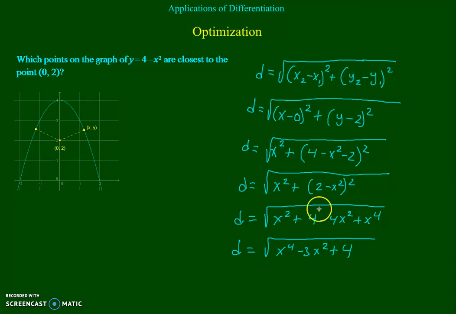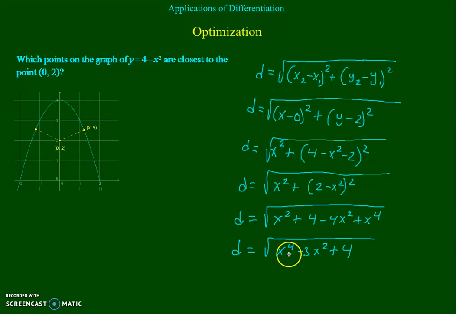In the next step, all I did was expand this binomial. So this squared, this times 2, and this squared. That is the basic formula for expanding a quadratic binomial. So now I combine my terms. x squared minus 4x squared is negative 3x squared. We just copy down the x to the 4th and add our 4 in order.